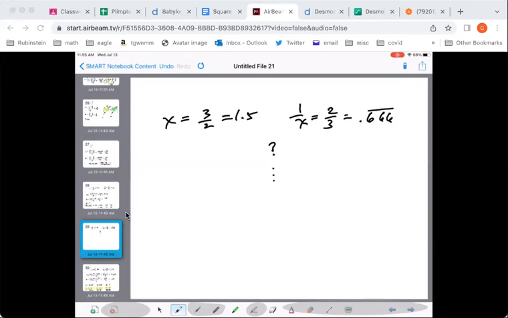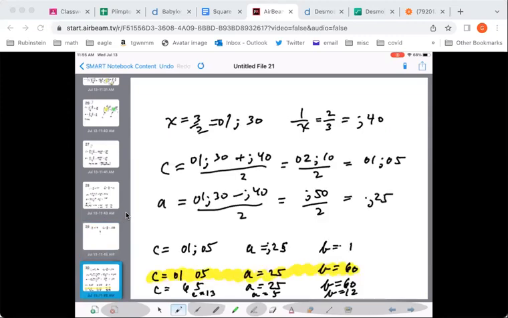But guess what? In base 60, 3/2 is a terminating decimal. It's 0130 because 30/60th is 1/2. And 2/3 is also a terminating decimal. In base 60, you get more terminating decimals for more numbers than you do in base 10. Wow. So in base 60, this would work.